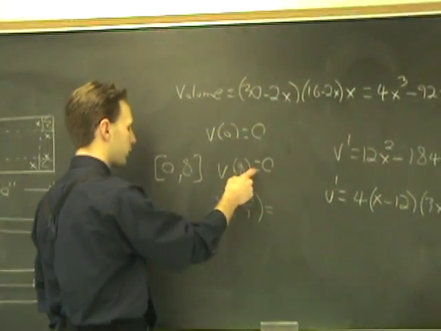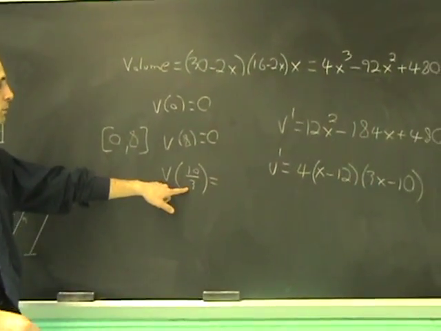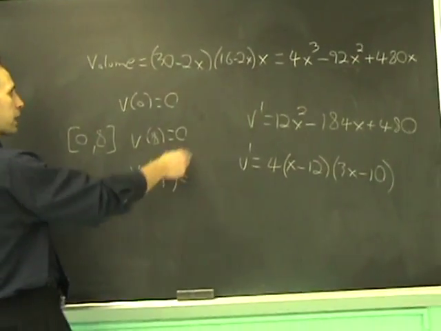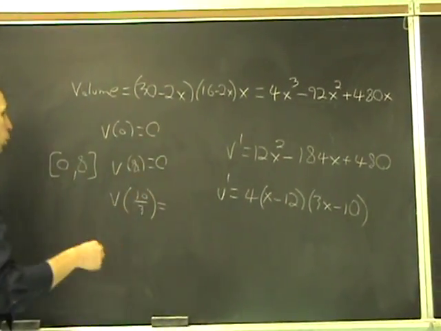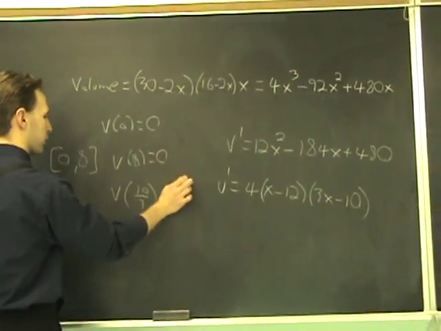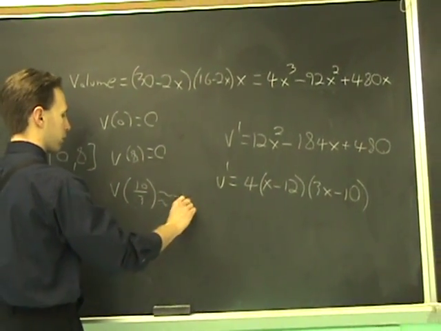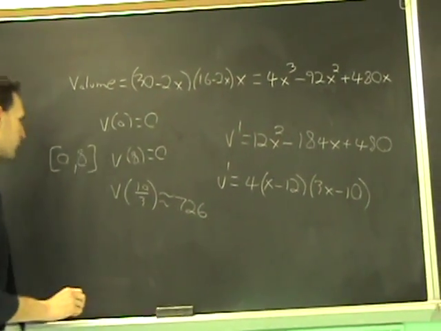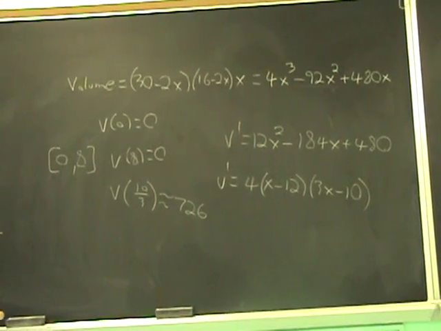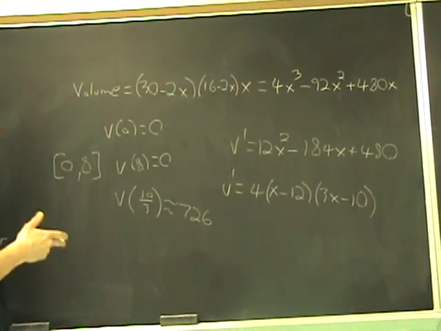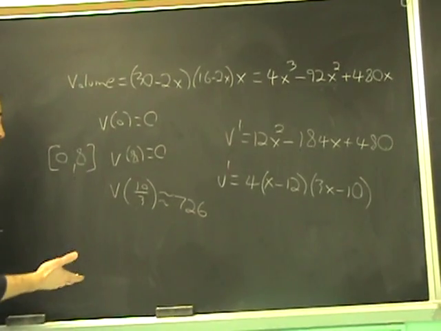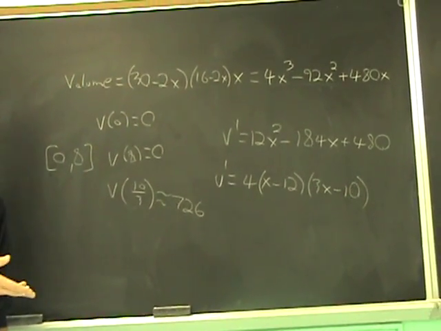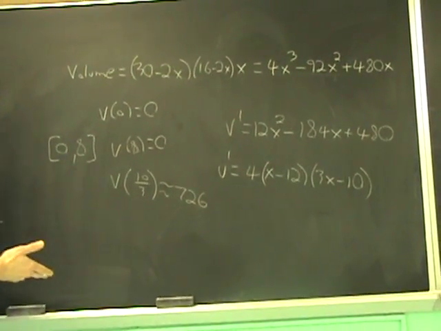So V of 0 is 0, V of 8 is 0, V of 10/3. If you take the 10/3, plug it back into the original function, work it out, what you wind up with is approximately 726. And that's the only critical number, and so since the maximal value must occur at either the endpoints or a critical number, that's as good as it's going to get.